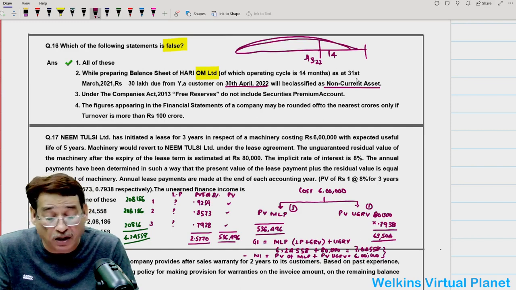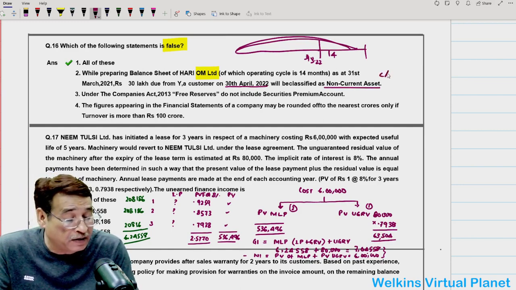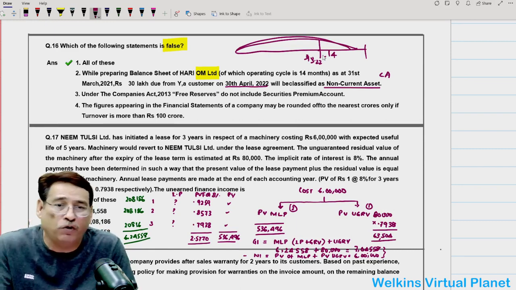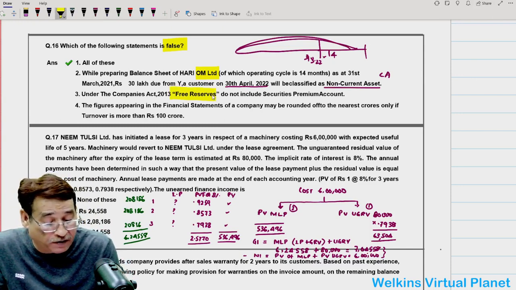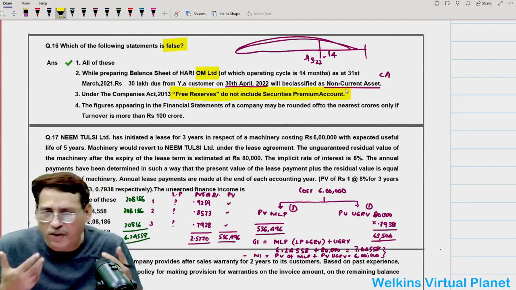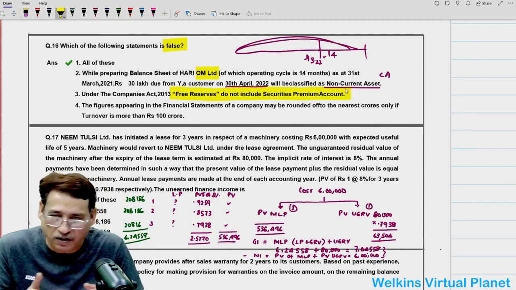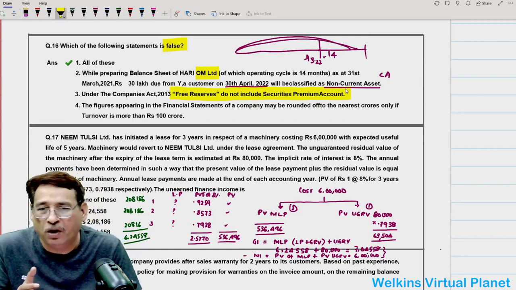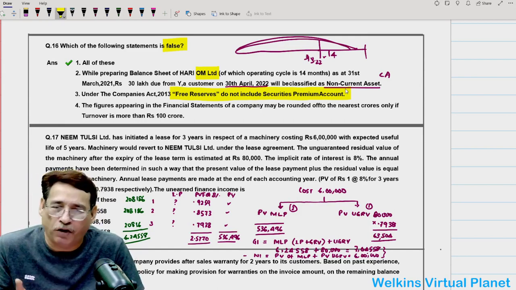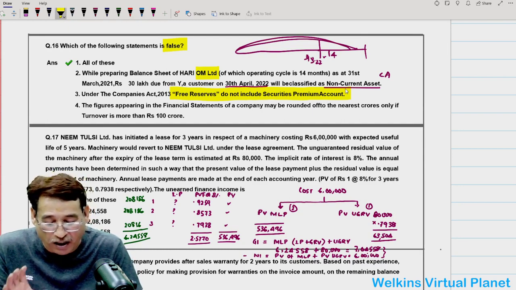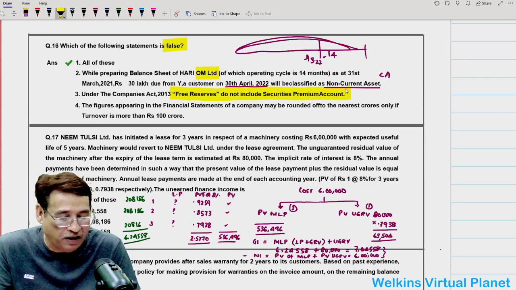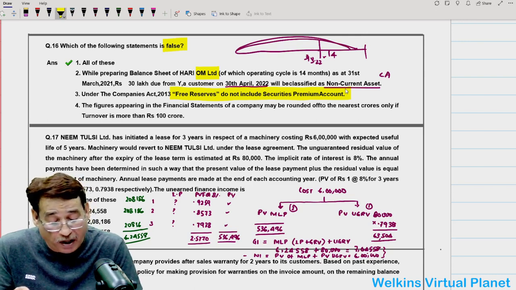This is wrong actually, because in this particular case, it should be treated as a current asset because it is due within the operating cycle. 30th April 2022 will fall within 14 months. Further, the question says that under the Companies Act, free reserves do not include securities premium. You must have noticed if you have gone through our discussion, and even 2-3 days back, I took so many classes on consolidation and Ind AS 103. So many times I used the word securities premium as free reserve. Many among you might have at a time got jitters. But remember, the Companies Act 2013 states very clearly that securities premium is part of free reserves.